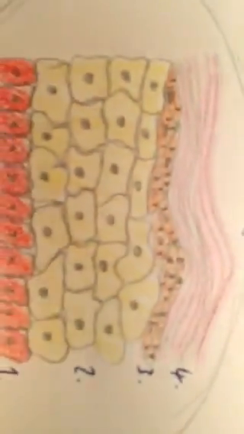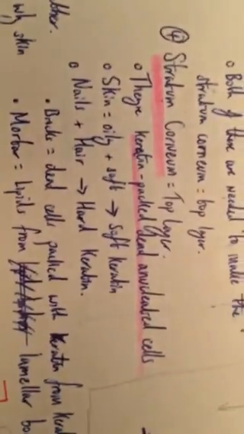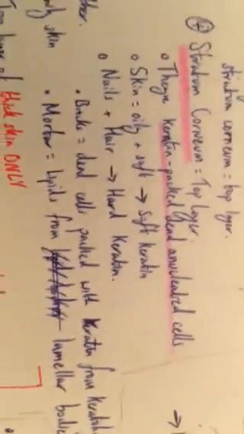Here is the stratum corneum. So that was stratum granulosum, the orange one. Now we go into the pink one, stratum corneum. This is the top layer. Let the camera focus. Here we are, the top layer. They're keratin-packed, dead anucleated cells.